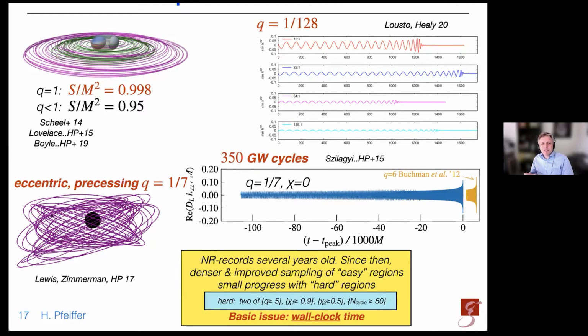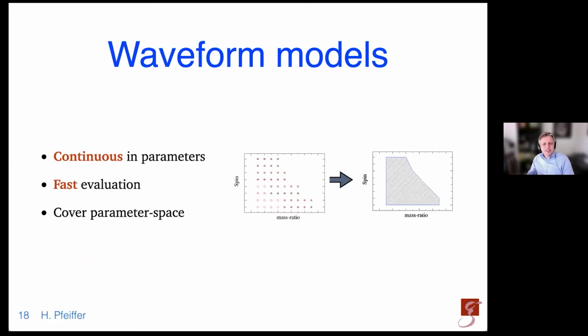For instance, these simulations up here, as short as they look, with only, I say only, approximately 10 gravitational wave cycles, had been running for the better part of a year on very big clusters. So it's difficult doing numerical relativity, and it's also difficult doing it better.